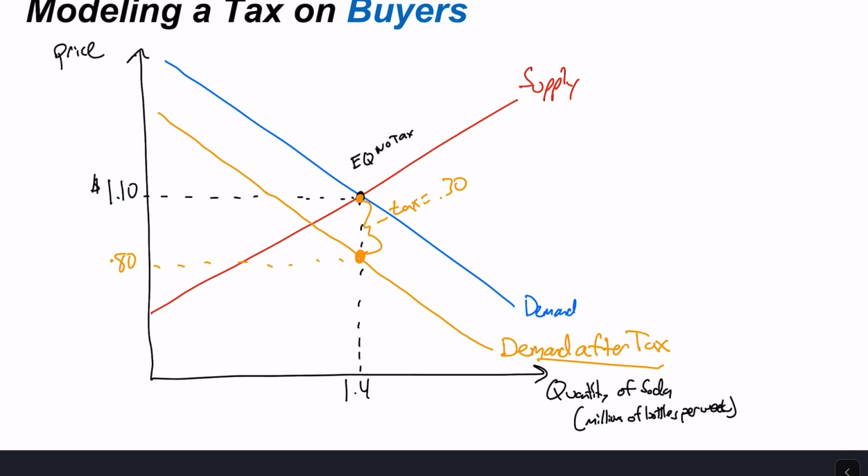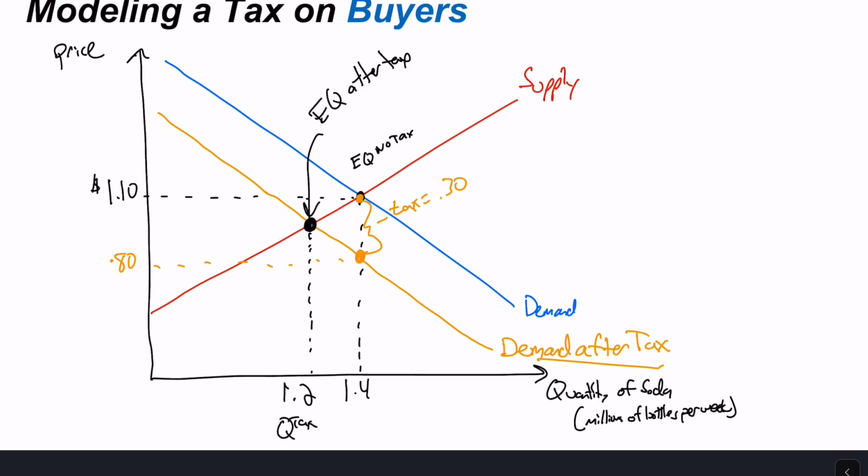Okay. Now we need to find the equilibrium after the tax. Really easy. You take your new demand after tax, you go to the original supply curve. Where do they cross? Let's put a dot. And now that will be our equilibrium after tax. So we can really quickly bring down a line to the quantity axis. Let's say that is 1.2 million. That will be our quantity after tax.